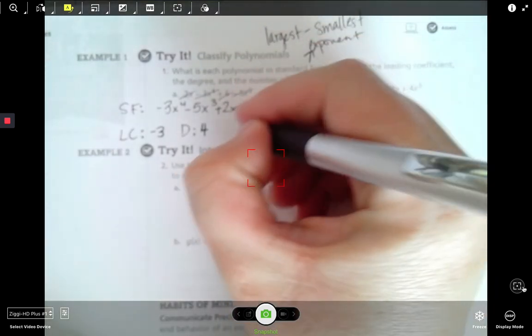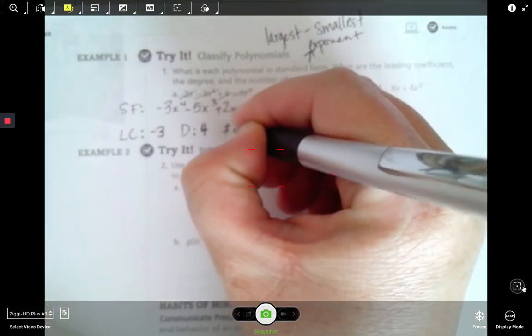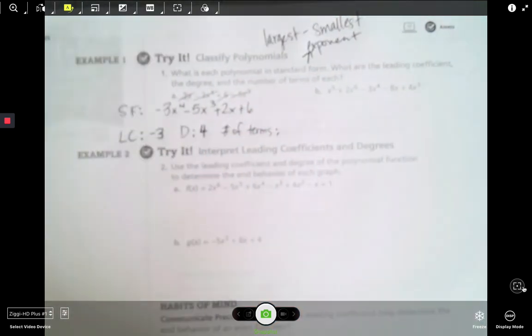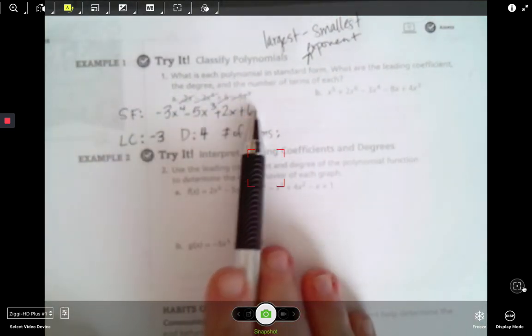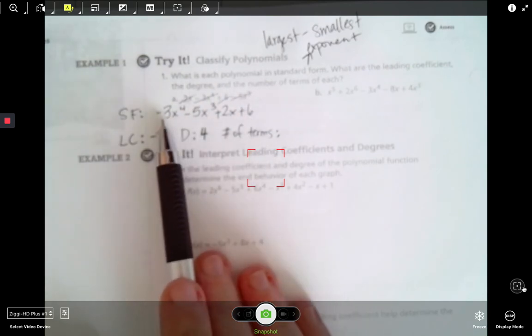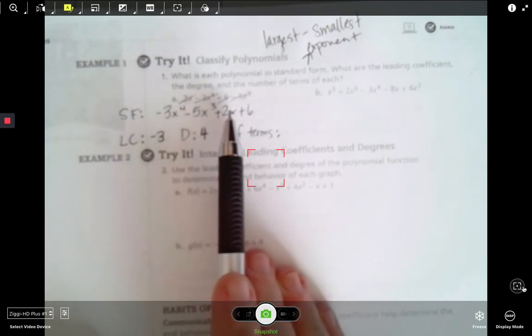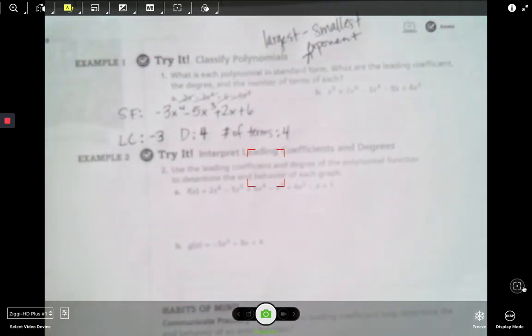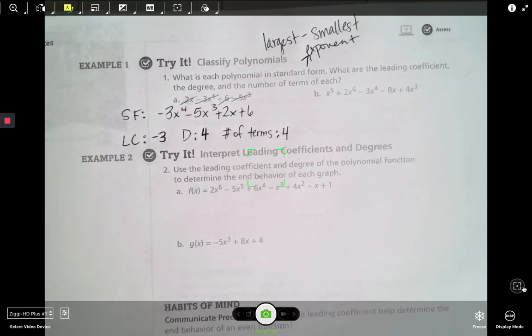And then they want us to tell the number of terms. We literally count how many parts to this function I have. I've got 1 part, 2 parts, 3 parts, 4 parts. Terms was also another vocabulary word, and the definition for that was it is the name of each part of the polynomial.